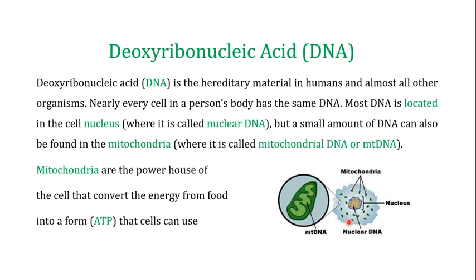If this is a cell, this is the nucleus of the cell. The DNA that is present within this nucleus is called the nuclear DNA. And these green dots over here are actually representing the organelle, the mitochondria. The mitochondria is an organelle within the cell, and the DNA that is present within this organelle is called the mitochondrial DNA.